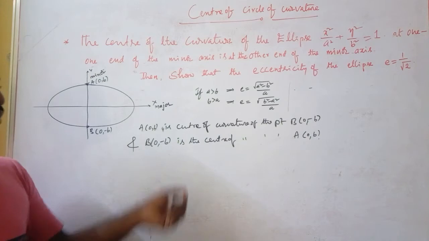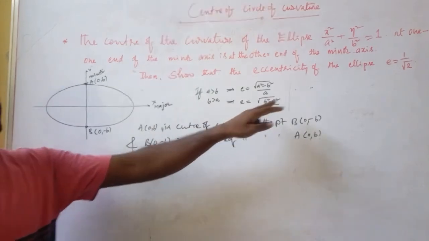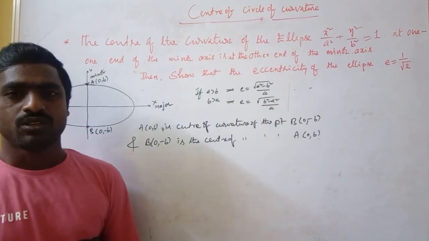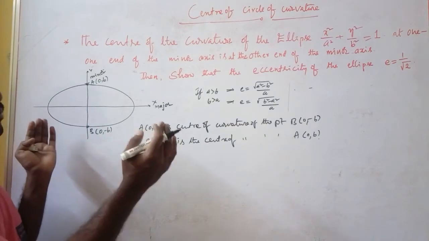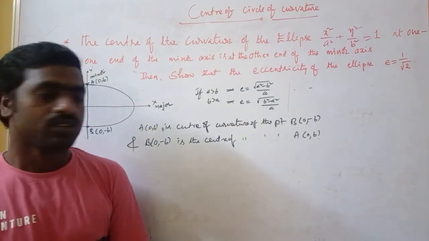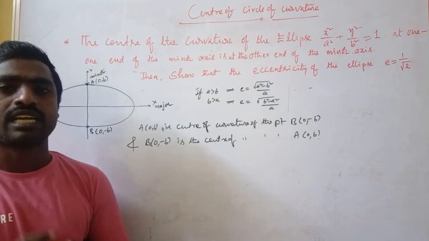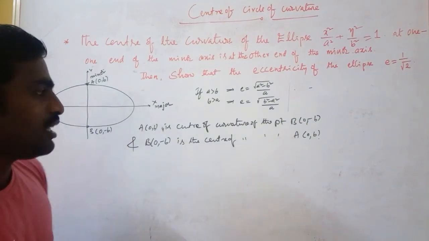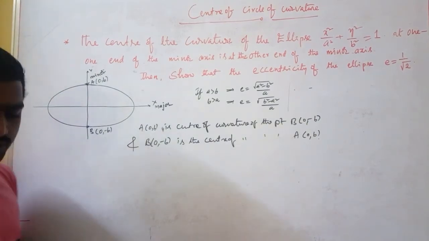For this statement, you should show the eccentricity is 1 by root 2. This is the total problem explanation. First of all, we should determine the general center of curvature of the given curve. That center of curvature I want to determine.